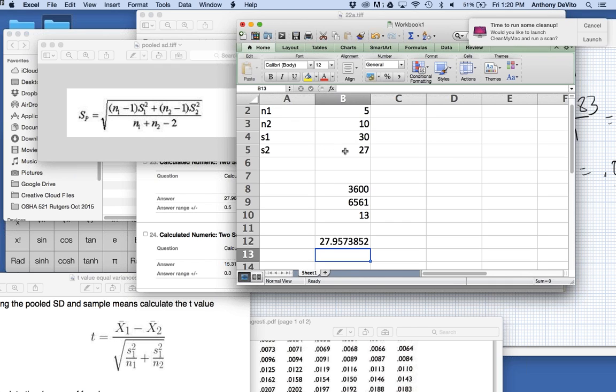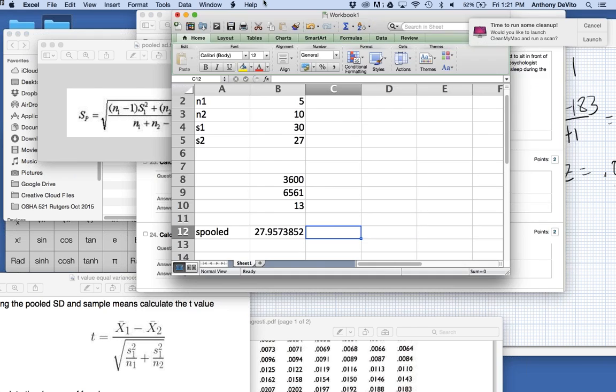It's 27.95. That kind of makes sense, doesn't it? Because it's somewhere between 27 and 30 makes sense. Our pooled standard deviation would be between the two. And it's actually closer to sample 2, group 2's standard deviation than it is to group 1. And that's also understandable too, because the sample size for group 2 was bigger than the sample size for group 1. So it kind of makes sense it would be closer to that one. So we have some confidence in this. So that's our pooled standard deviation.